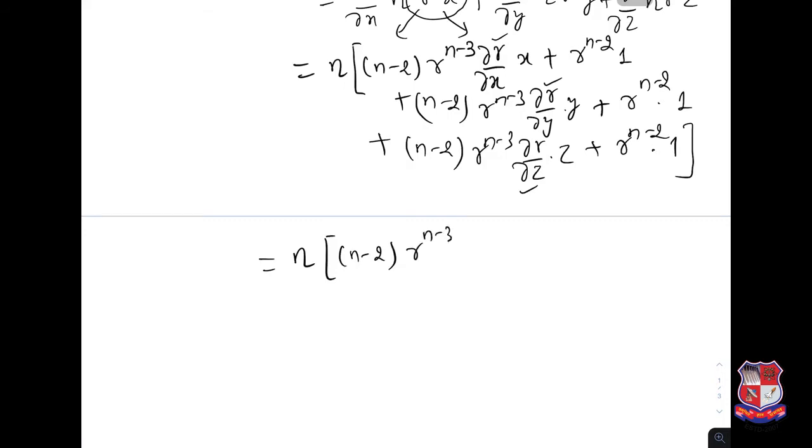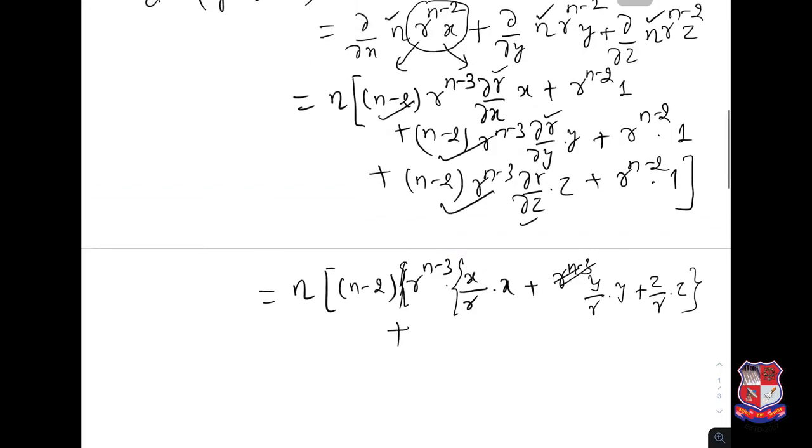r power n minus 3, this is x by r into x, plus let us write this one n minus 2. So let us take n minus 2 outside from these terms. So n minus 2 outside, r power n minus 3 x by r x plus r power n minus 3. Even that also we could take outside from the terms. So let us write this way, r power n minus 3 also outside, n minus 2 also outside from these three terms.